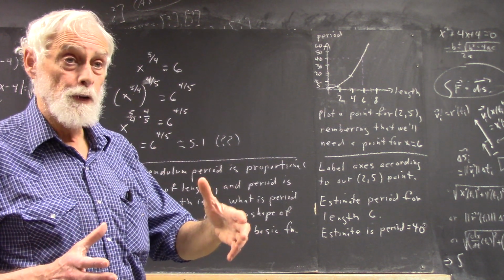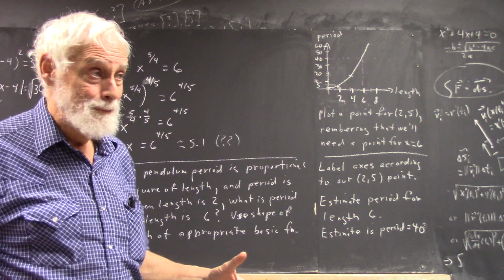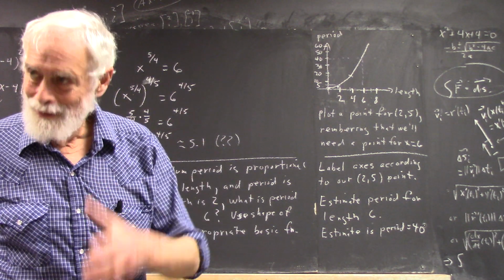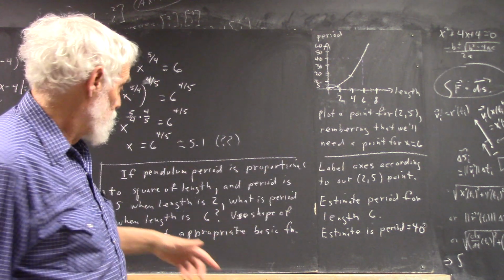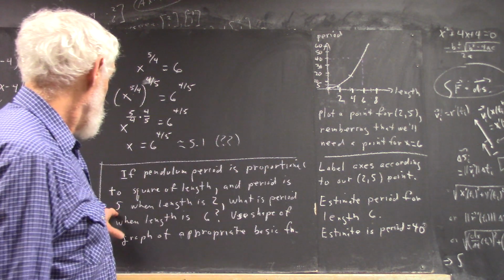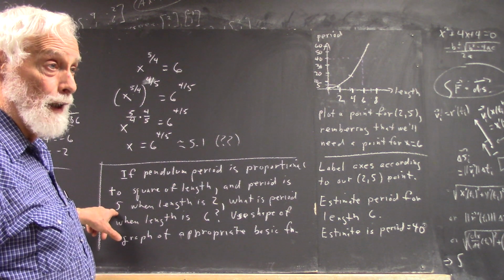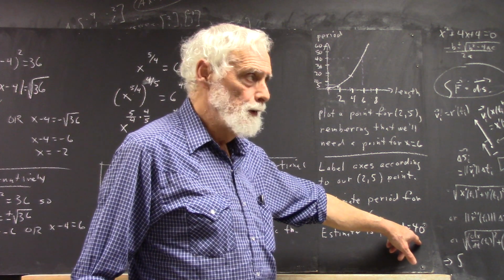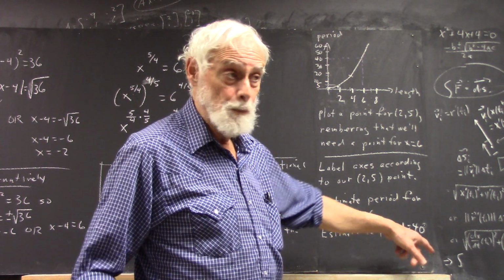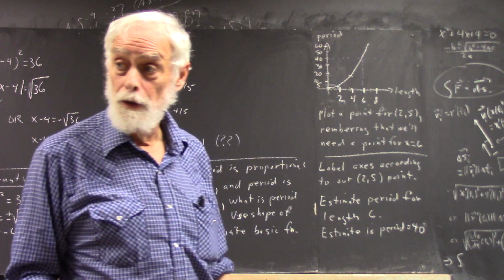And the period's proportional to the square of the length. So if you square the tripling, you square 3, you get 9. So the period should be 9 times this. 9 times 5 is 45. Our graph gave us 40. That's a pretty decent estimate. And a more carefully drawn graph might have come even closer.